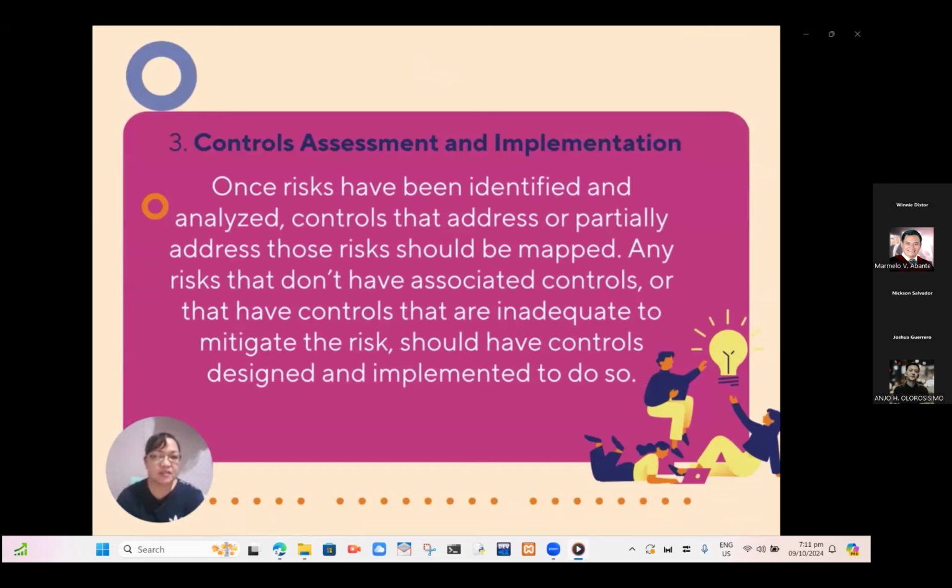Number 3, controls assessment and implementation. Once risks have been identified and analyzed, controls that address or partially address those risks should be mapped. Any risks that don't have associated controls, or that have controls that are inadequate to mitigate the risk, should have controls designed and implemented to do so.